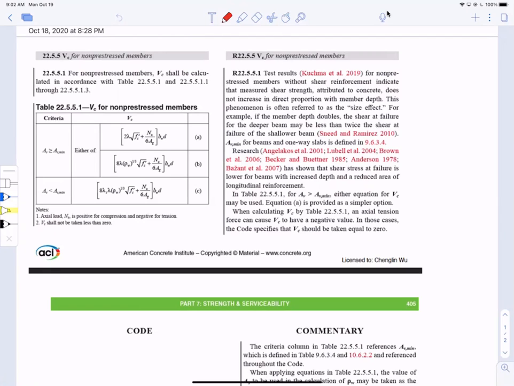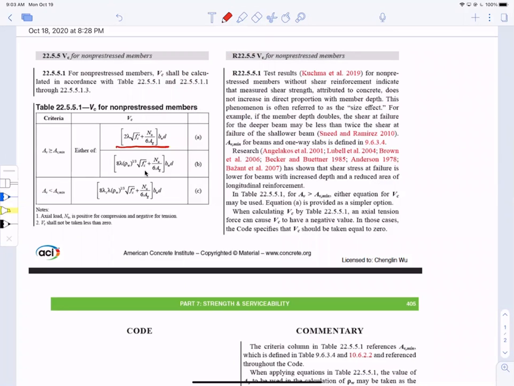Okay, so in contrast to what 14 says, you can see this here. Right now, table 22.5.5.1, this is Vc, which is the concrete contribution for non-prestressed members. And that's where the main difference is, only about the concrete contribution part, okay? This is for non-prestressed members. This is what we are most likely dealing with, right? Non-prestressed members.